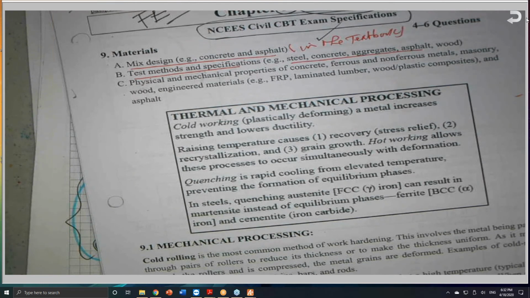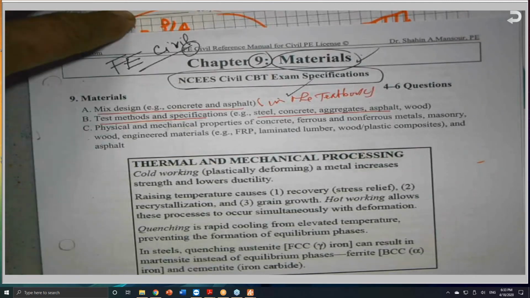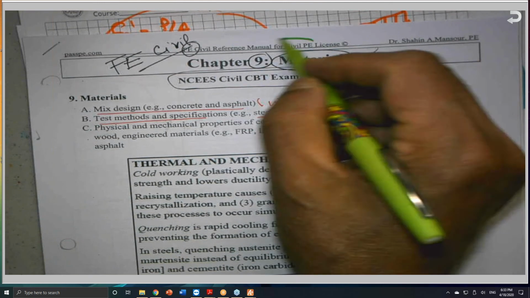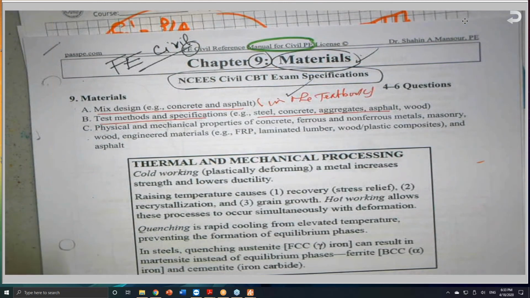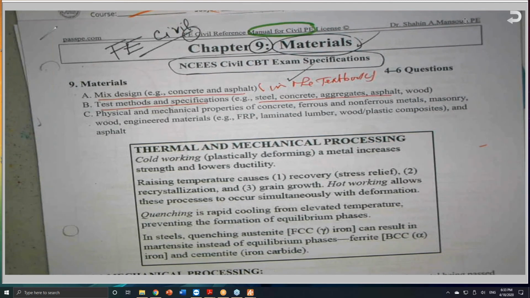Okay, welcome back, everybody. Just before I forget, I was planning to mention this but didn't get a chance. There is one chapter, materials, one chapter in the FE book. I have the FE civil book. It is not done yet, but this is chapter 9. It's a very good chapter.